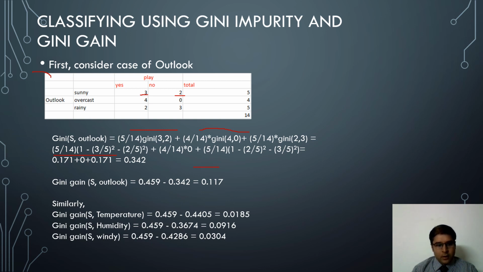So Gini gain for outlook. What is Gini gain? Gini gain is similar to information gain, where we subtract the impurity from the parent node. The parent node Gini impurity was 0.459 and here it is 0.342. So we subtract it from that to get 0.117. So this is the Gini gain. Similarly, we calculate Gini gain for temperature, humidity, and windy. We still find that our Gini gain for outlook is the maximum. So we'll take outlook as the root node.